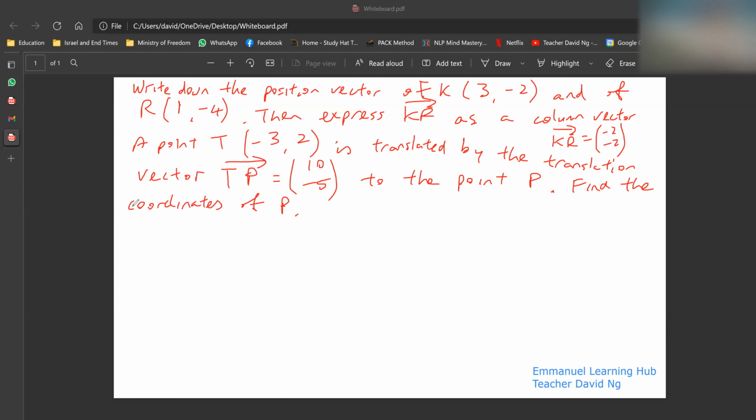Okay, I just created this question. A point T, (-3, 2), is translated by translation vector TP to the point P. That means I have the vector OT. So I have OT, then I have TP. TP is (10, -5), that one is given. So think for a moment. TP is OP minus OT. Am I right? Correct?